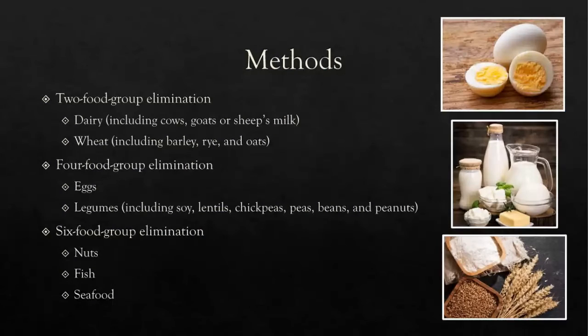And so all patients from the study were put on a 2-food group elimination. All participants eliminated dairy and wheat from their diet, and the dairy included goat's and sheep's milk, and the wheat also included barley, rye, and oats. They noted that they did this so that they cut out all possibilities of cross-reactivity. And so they cut all these out from their diet for 6 weeks.